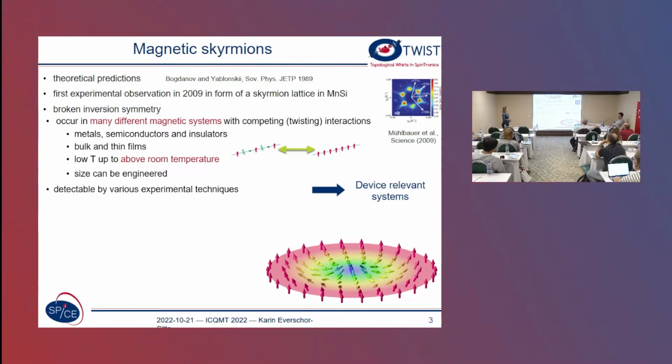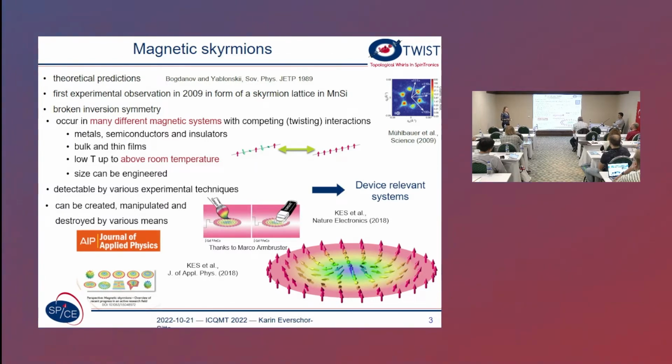Their size can be engineered, and all of them, at least from the theory side, can be traced back to having one interaction scale that would like to have the spins aligned, and one interaction scale that would like to have the canting. So when you go around the circumference of the skyrmion, it's just up, and when you cross it, you need this canting. Whatever interactions you find, you can then try to get these skyrmions. You can detect them by various experimental techniques, as we have seen in the 2 previous talks, and they occur in systems that are device relevant.